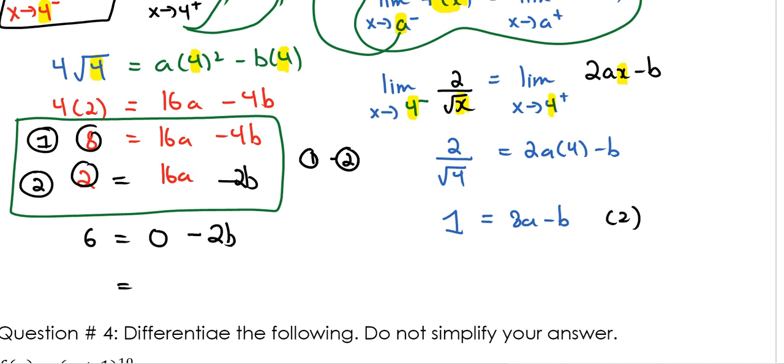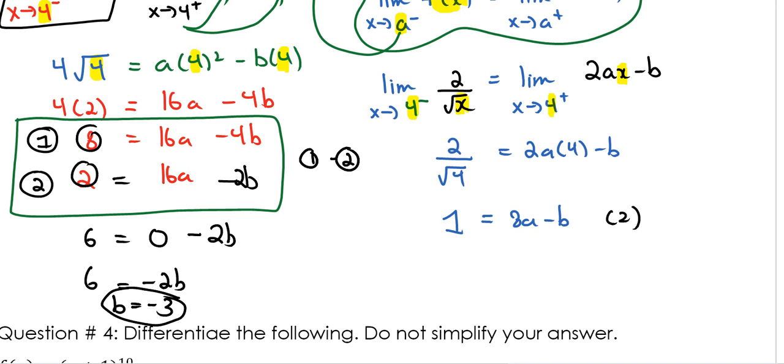And in this case, sorry, I think I made a mistake here. This is going to be, no, sorry, actually there are no mistakes. This would be 6 equals negative 2b, and b would equal negative 3. Okay, so b equals negative 3 there. Sorry, I was just thinking about that problem there. I thought I made a mistake, but I didn't see any mistakes. So let's just go ahead and finish off the rest of the problem here. So b equals negative 3.